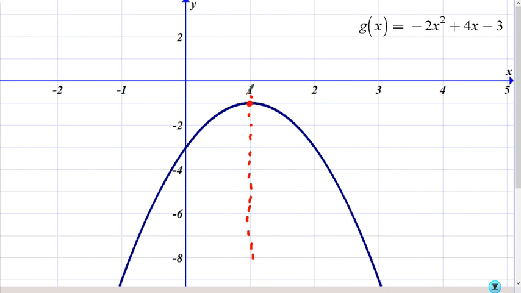It is also to be noted that there are no roots, i.e., the curve does not cross the x-axis. So, f of x equals 0 has no real solution, cannot be solved.